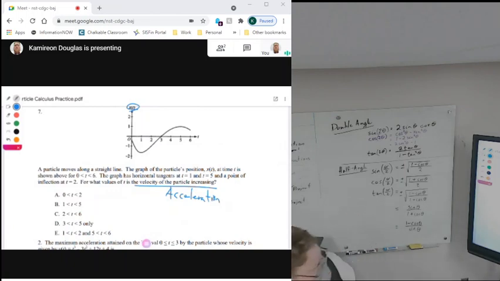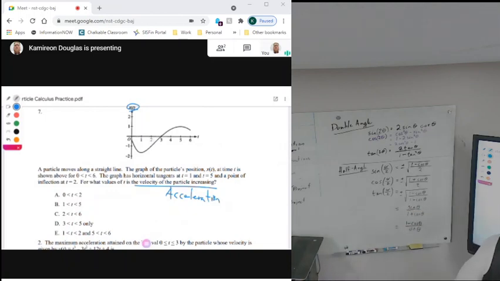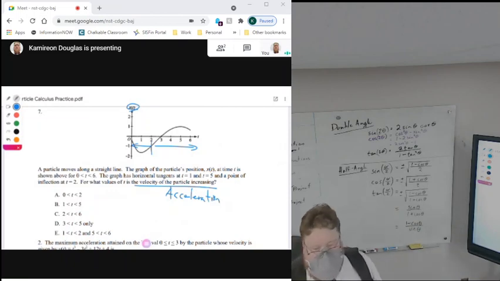So what does it mean if the velocity is increasing? What's that going to tell me about the second derivative? I'm looking for a place where the second derivative is positive. We have a point of inflection at 2, so it's defined left or right. So either we're looking at this piece or that piece. But what does it mean in terms of a picture for the second derivative to be positive? There's a word for it.